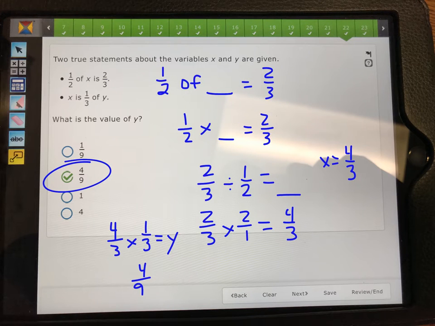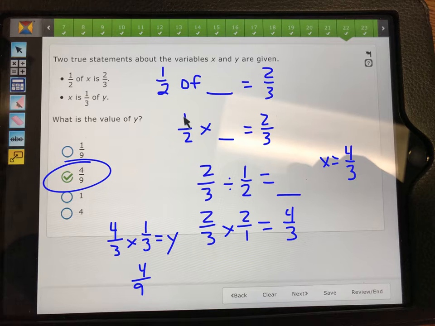All right, I liked this one. I thought this one was pretty simple, even though you did have to go through a couple steps. I rewrote this, so I got rid of x and I put a blank there. Half of an unknown number is 2/3, okay? Which would mean 1/2 times, so of is like a verbal of multiplication. So if I had a number and I multiplied it by a half, I would get 2/3.